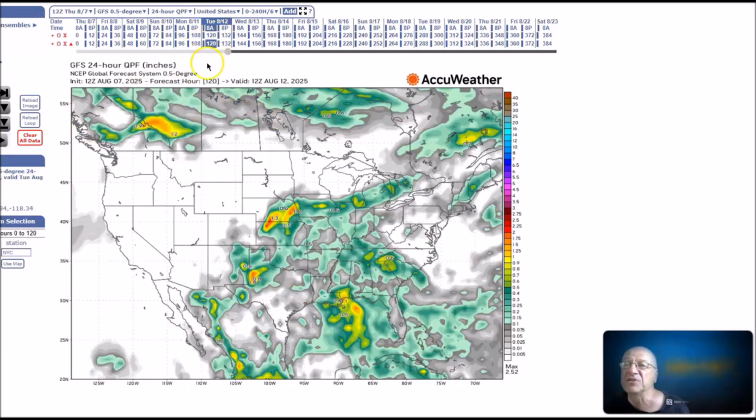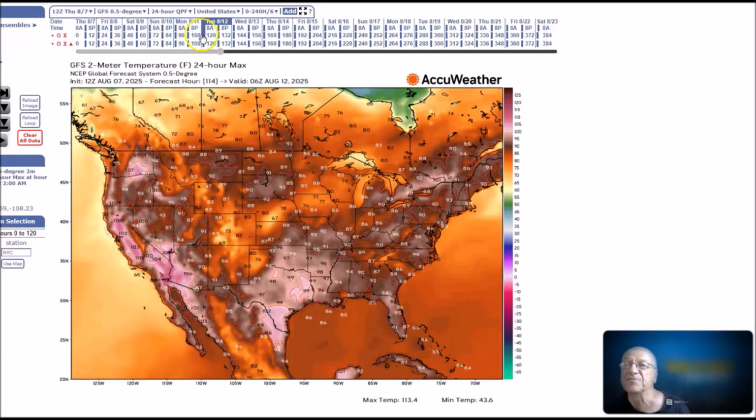Then we go to Tuesday, 2 p.m. And we have low 90s here, parts of New York City. And then the temperature's kind of cool a few degrees here, still remaining near 100.